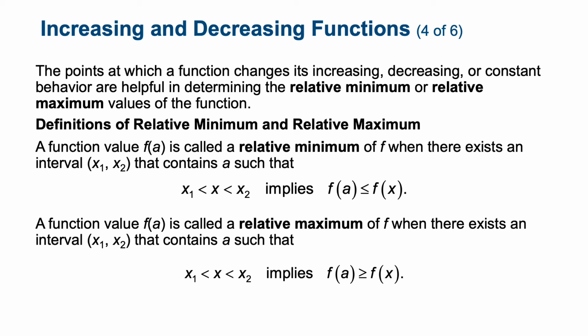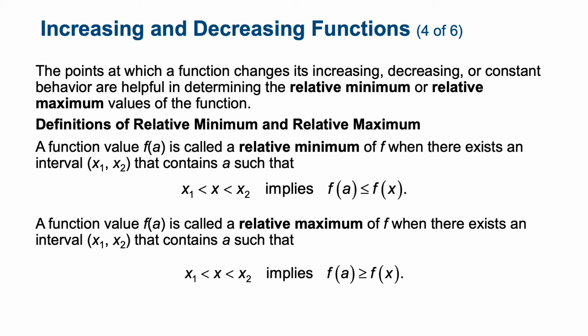Unless it's the endpoints. So a function has a relative minimum when you have an interval where there exists a value inside this interval such that everything around it, except for that value, is greater than or equal to it. Okay, so it's the lowest point, right? So relative minimum, like I said, is the bottom of the valley. Think of a valley, it's like a U, and the very bottom of the U, that's the minimum.